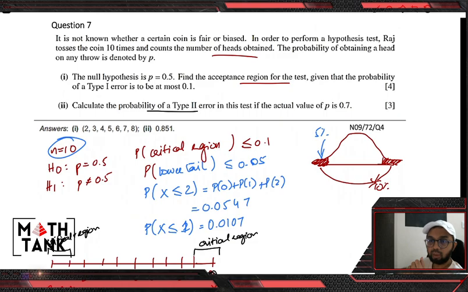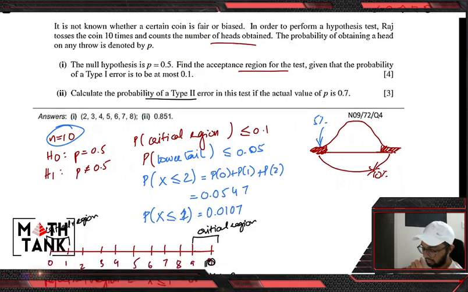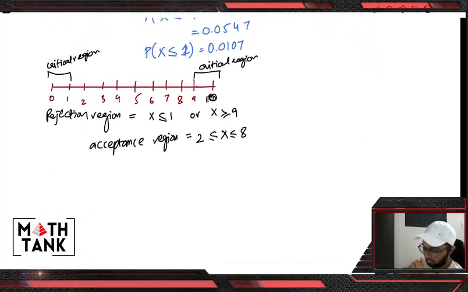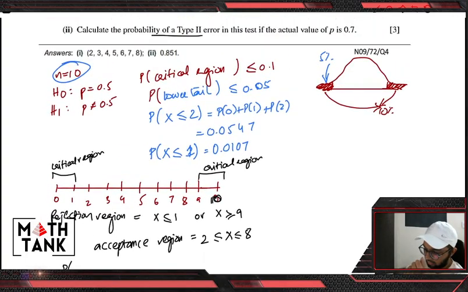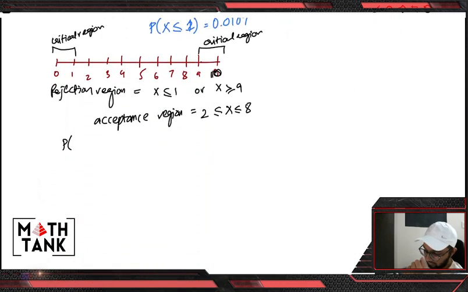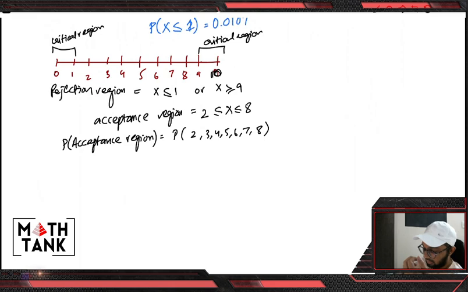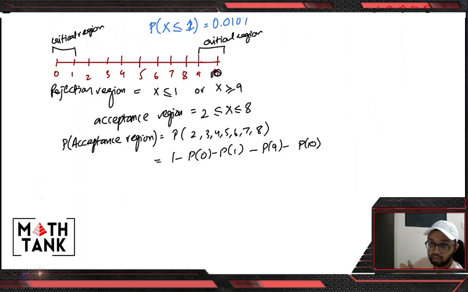Then it says calculate the probability of a type 2 error in this case. So type 2 errors are simply probabilities of acceptance regions using the new p, that is 0.7. So I'm just going to calculate the acceptance region. The acceptance region is 2, 3, 4, 5, 6, 7, 8. That's a lot of probabilities to calculate. Even if I do the subtraction method, it's still a lot to do.